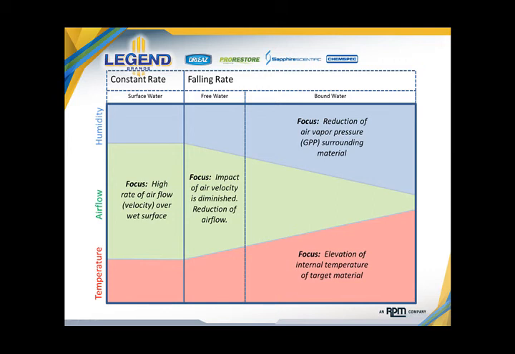As we move into the later stages of drying, eventually the water we're targeting is bound water. It's water that is absorbed by the building material. During this drying stage, the most important components of humidity, airflow, and temperature are a low humidity and a warm internal temperature in the target material. These will ensure the best overall drying rates. Notice at this stage, however, that the importance of airflow is dramatically diminished.